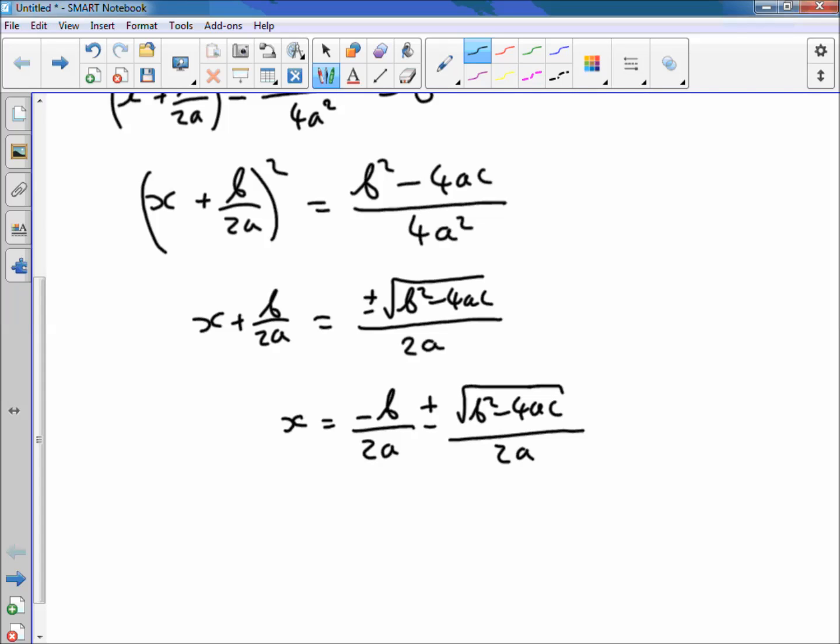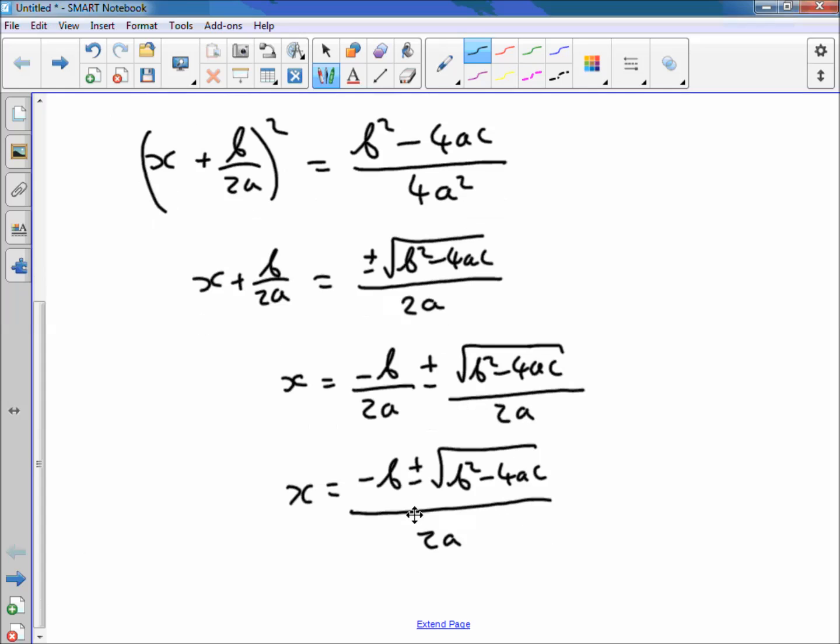We already have a common denominator, so we get minus b plus or minus the square root of b squared minus 4ac all over 2a. And there we have it, ladies and gentlemen. We have the quadratic formula.